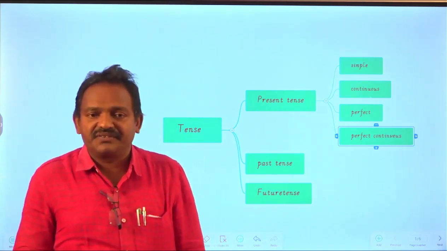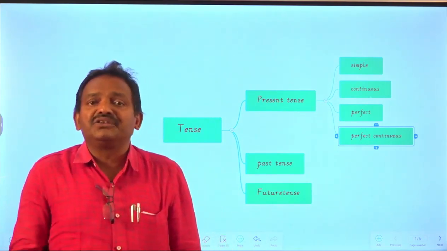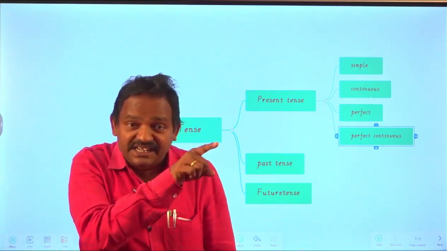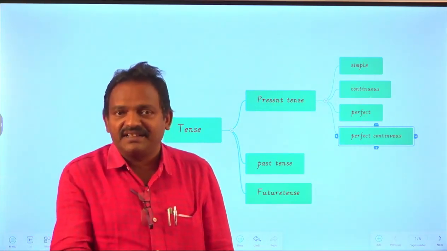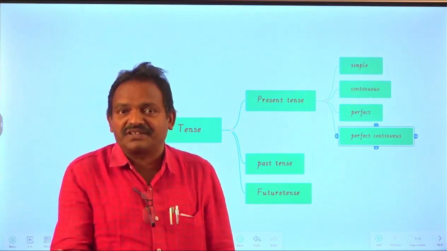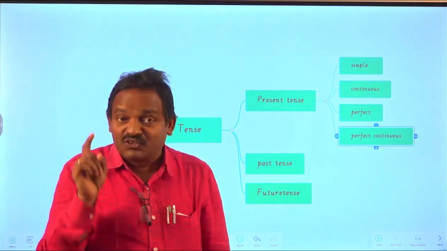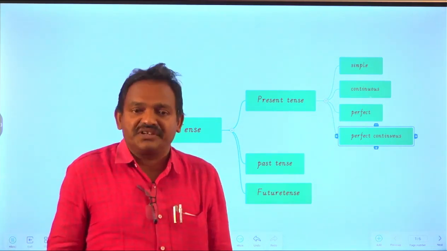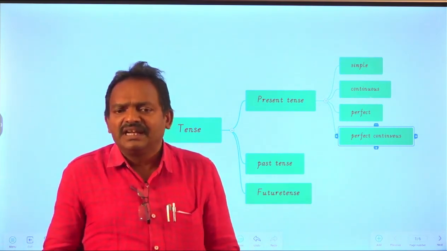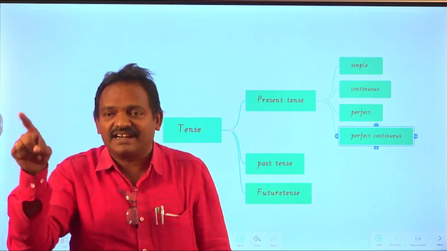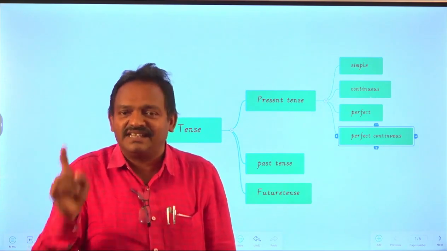Now we go for the second one, present continuous tense. Present continuous tense tells us the action is continuing at the time of speaking. When you are speaking about any situation, and the action is continuing at present, that is expressed in the present continuous tense. For example, "She is dancing." When you say this sentence, definitely the girl is dancing at present. While you are speaking, definitely the girl is dancing there.